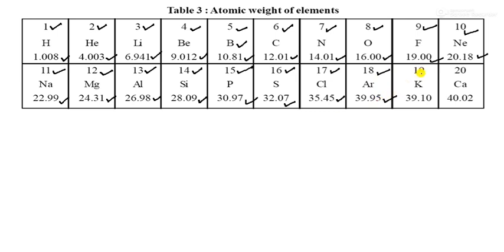And here is potassium. Potassium has atomic number 19 and the mass is 39.1. And what about calcium? Calcium is 20 and mass is 40.02.